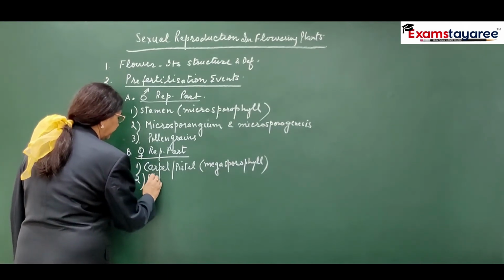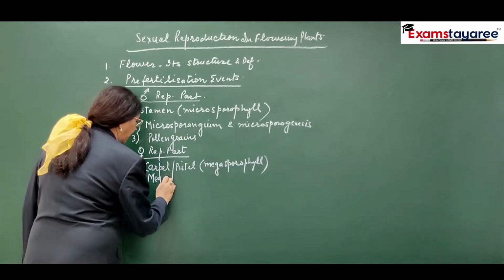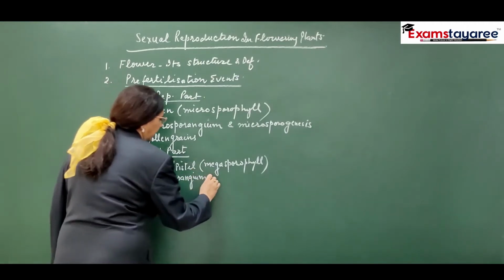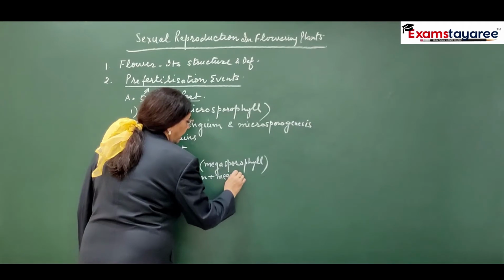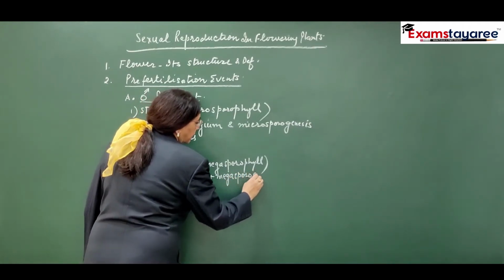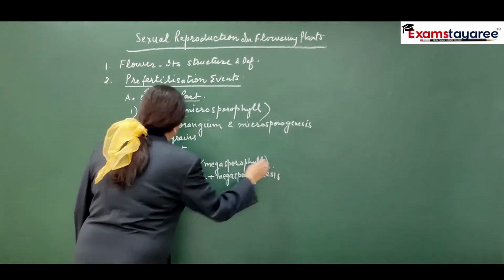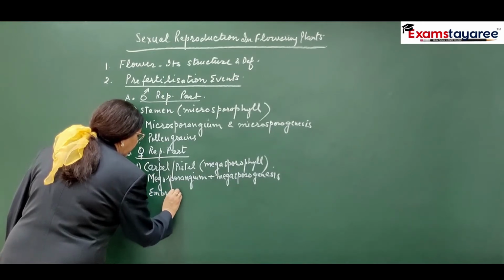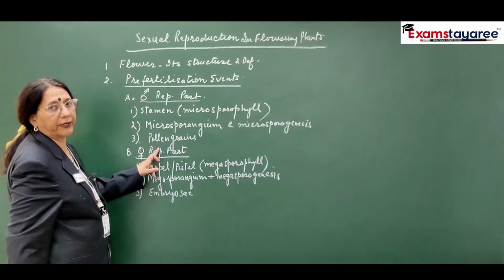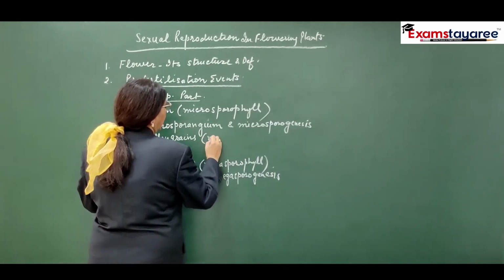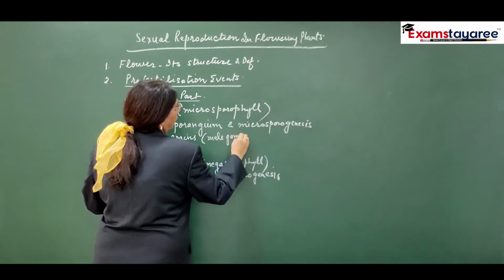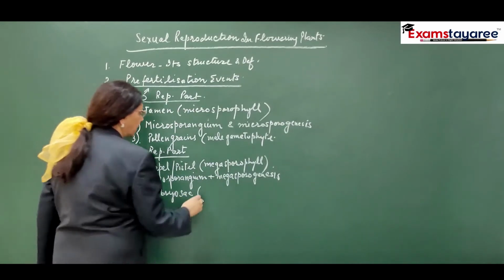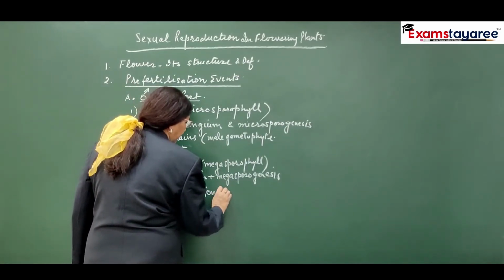Second, megasporangium plus megasporogenesis. Third, embryo sac. Pollen grains are also known as male gametophyte. Likewise, embryo sac is known as female gametophyte.